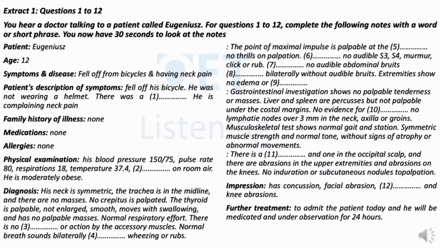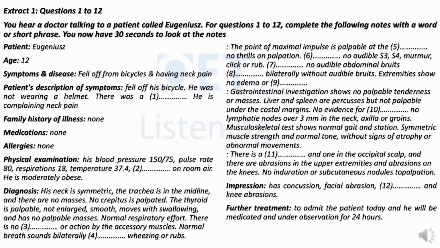The point of maximal impulse is palpable at the 5th ICS in the MCL. No thrills on palpation. S1 and S2 are easily audible. No audible S3, S4, murmur, click, or rub. Abdominal aorta is not palpable. No audible abdominal bruits. Femoral pulses are 3+ bilaterally without audible bruits. Extremities show no edema or varicosities. Gastrointestinal investigation shows no palpable tenderness or masses. Liver and spleen are percussed, but not palpable under the costal margins. No evidence for umbilical or groin hernia. No lymphatic nodes over 3 mm in the neck, axilla, or groins.